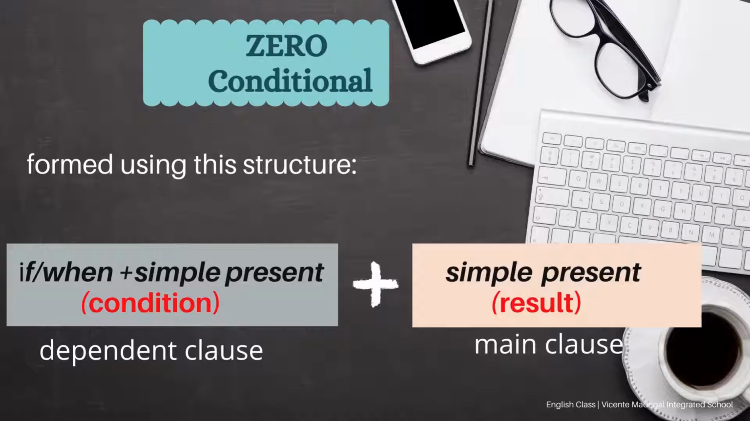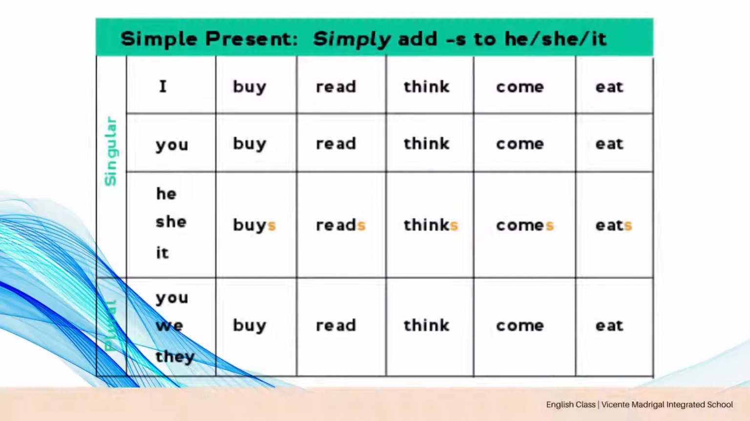First part, the signal words if or when plus a simple present verb to form the dependent clause expressing the condition. Then, for the second part, the result, we will also use a simple present verb in the main clause. But how do we form the simple present tense of the verb? Here is a quick review. For singular subjects, just add s or es at the end of the verb. For plural subjects, use the base form of the verb. The subject and the verb must agree with each other.